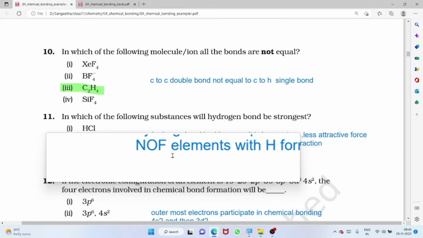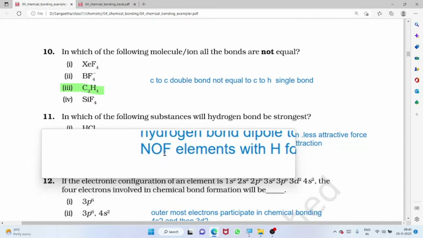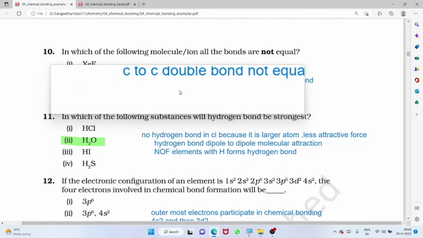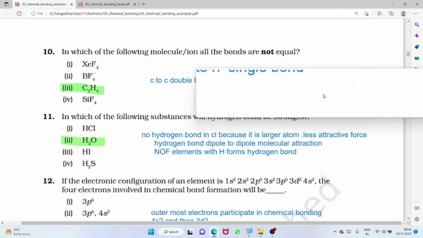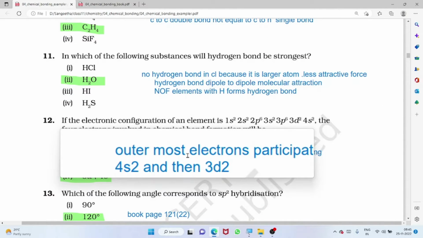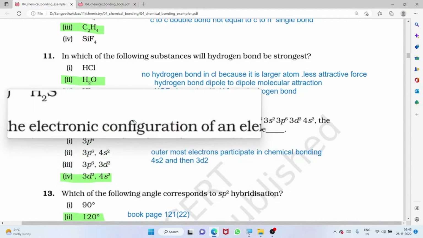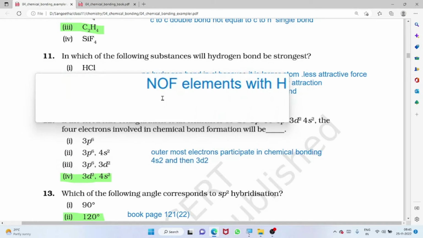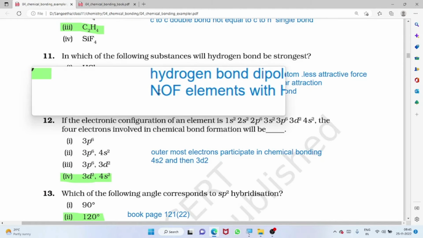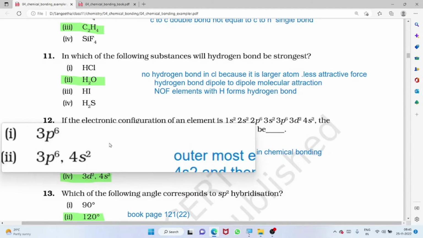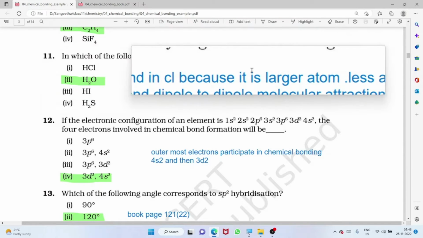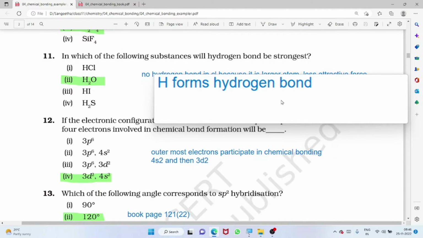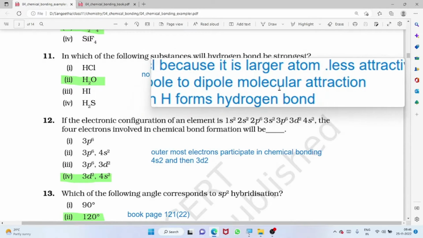Which of the following molecular ion bonds are not equal? Here in C2H4, the carbon to carbon bond is a double bond, and the carbon to oxygen is a single bond. In which of the following substances will hydrogen bond be the strongest? Hydrogen bonds are formed when hydrogen is combined with nitrogen, oxygen, fluorine. But here there is only one such option. For HCl, the Cl atom is larger and its atomic number is more, so no hydrogen bond is formed.